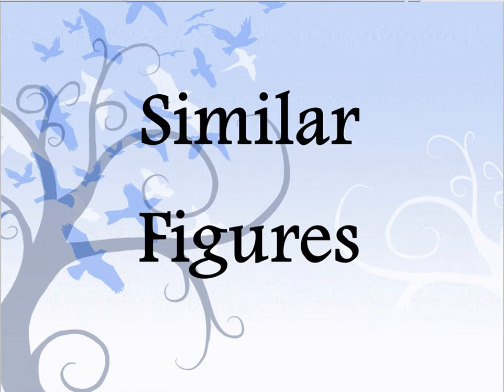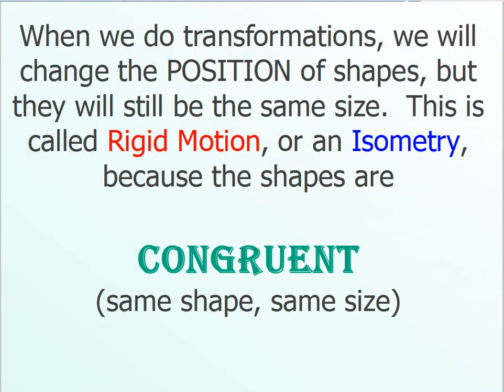All right, let's talk about similar figures. Now, a few years ago, probably around 8th grade, you would have done a math unit on transformations. You would have seen reflections and rotations and translations or slides. And all of those transformations change the position of a particular shape, but it didn't change the shape itself. We call those kinds of transformations rigid motion.